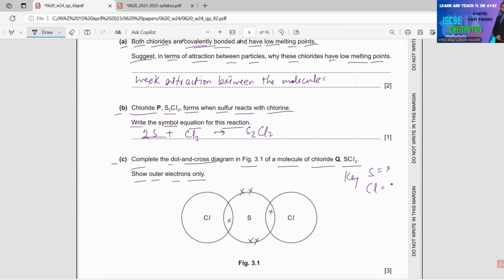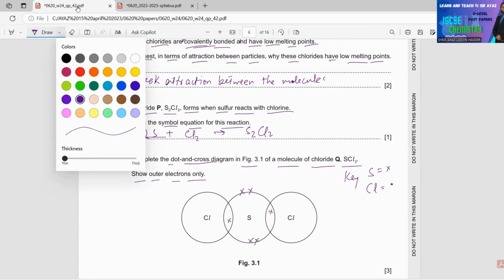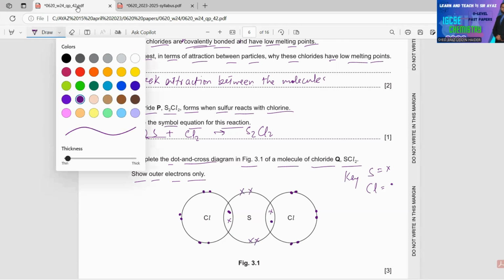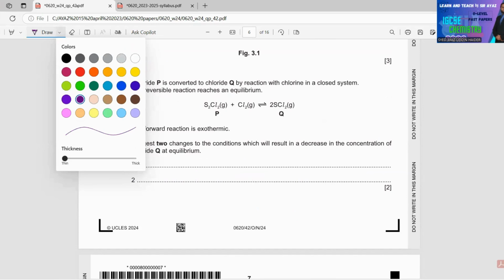Now, let's show the valence electrons of chlorine. They will be having 7 valence electrons. 1 electron will be shared with each sulfur atom. 1, 2, 3, 4, 5, 6, 7. 1, 2, 3, 4, 5, 6, 7. So in this way, you're going to draw the dot and cross diagram for SCl2.